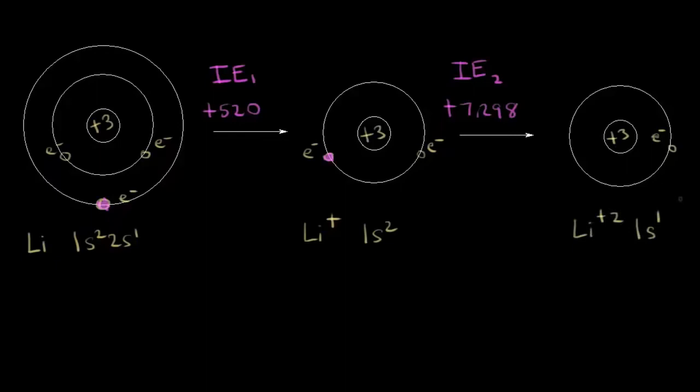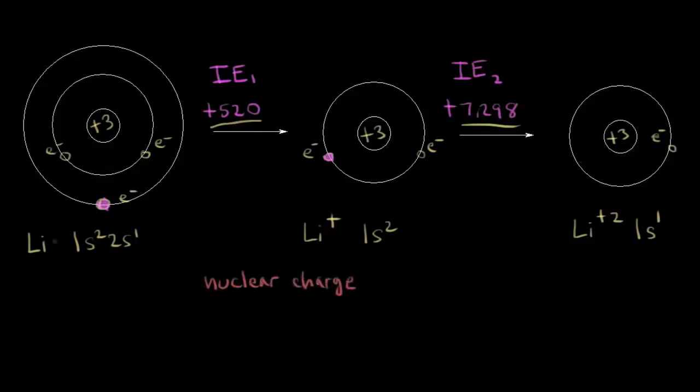And so we can see that there's a big difference between the first ionization energy and the second ionization energy. So 520 versus 7,298. So let's see if we can explain the reasoning for this extremely large difference in ionization energies. And we're going to use the 3 factors that we've talked about in the previous videos, right? So the first factor we discussed was nuclear charge, which refers to the number of protons in the nucleus.